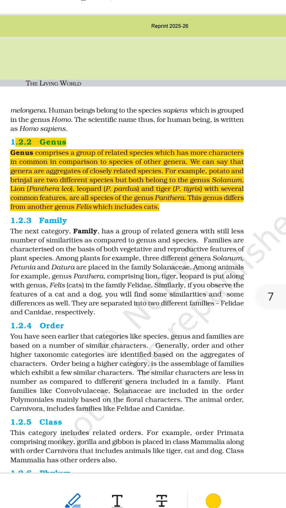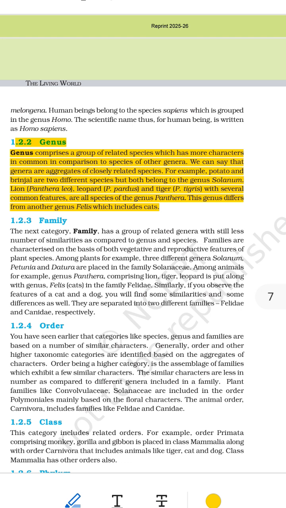Words explained. We can also explain it like this. Genera equals many genus groups. Aggregate: a collection, a set, a group. Closely related species equals species that look alike and act similarly. Simple meaning, every genus is just a collection of species that are very similar to each other. Think like this. A fruit basket may have different fruits, apple, orange, banana. But if you make a basket of only apples, you're grouping only closely related fruits. Similarly, a genus is a basket of living things that are closely related.